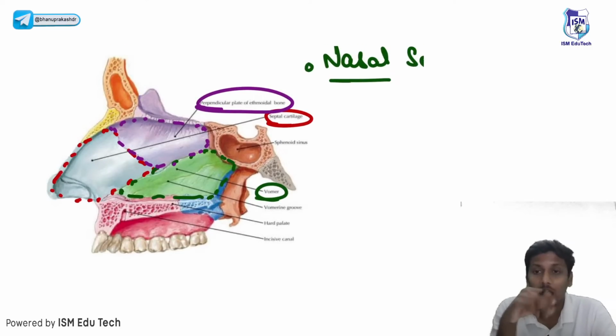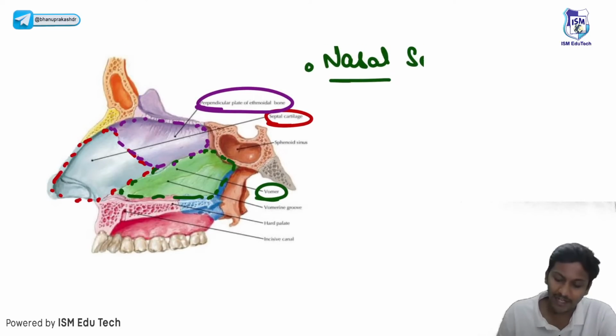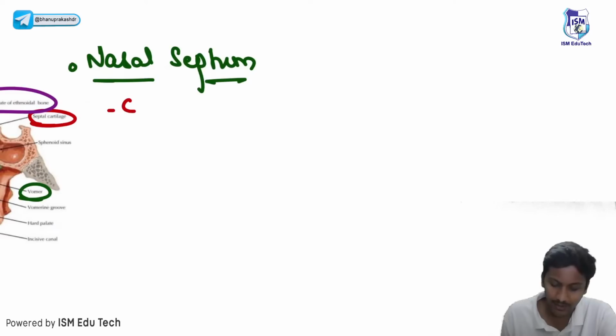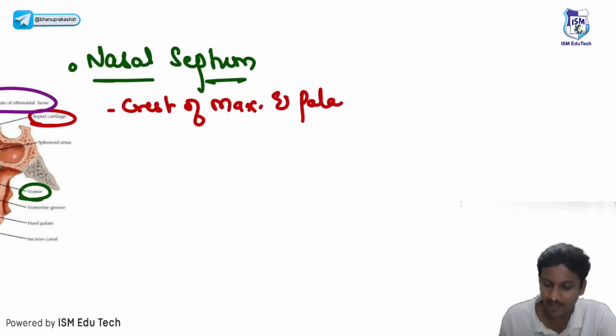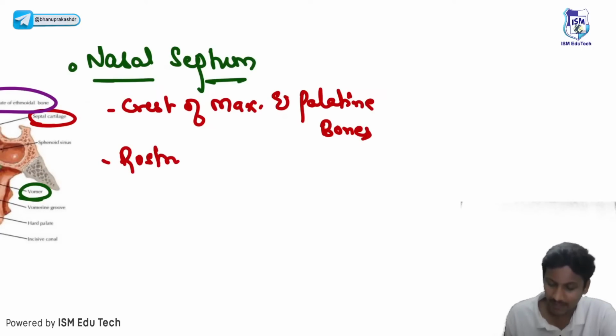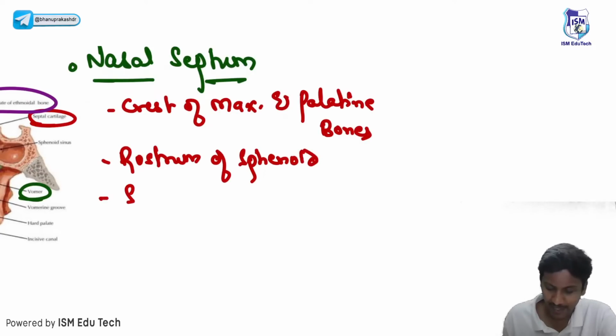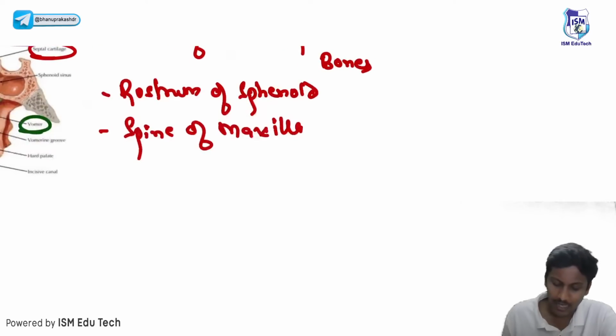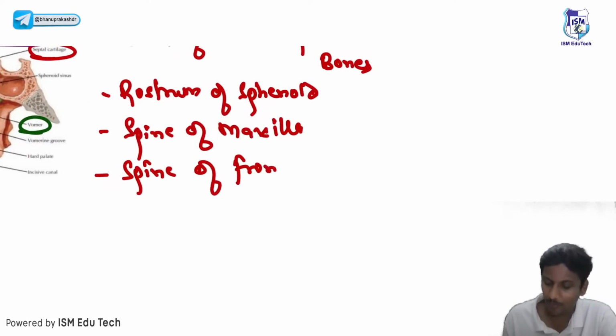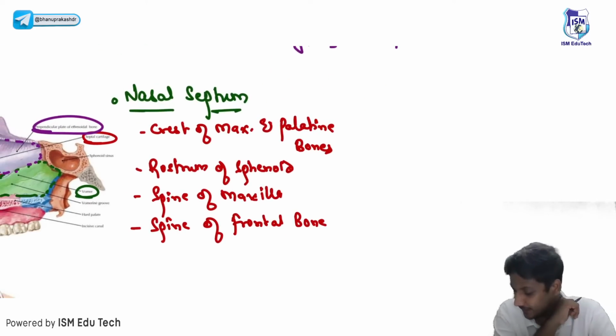But if they ask you, apart from this, what are the minor contributions? The minor contributions are usually the crest of the maxillary and palatine bones. Next is the rostrum of the sphenoid bone. Next is the nasal spine of the maxilla, a spine of the maxillary bone which forms the septum. And next is the nasal spine of the frontal bone. So these are the four minor structures which help in forming the nasal septum or the medial wall of your nasal cavity.